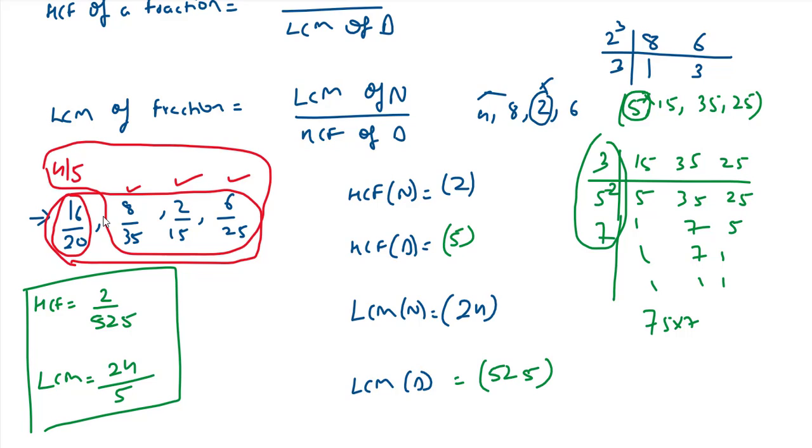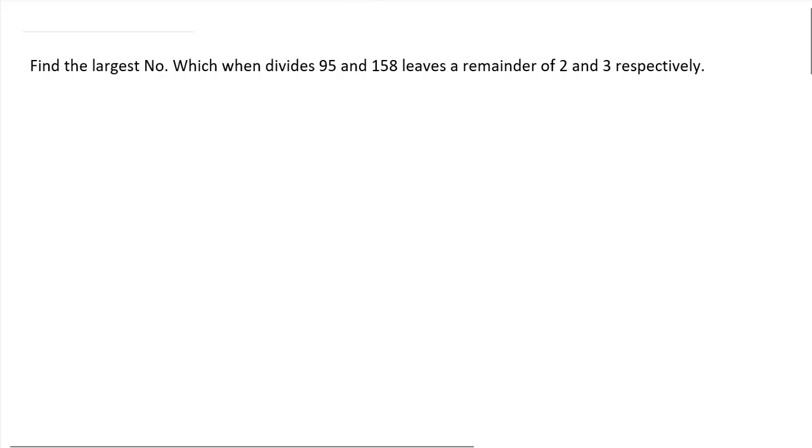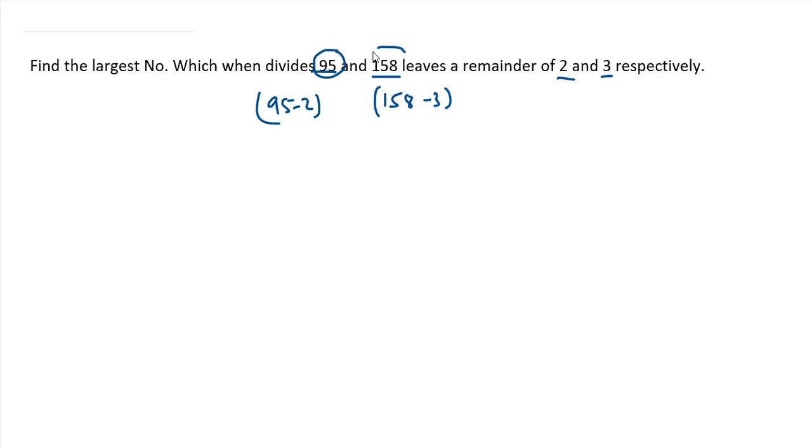Let us now solve a few problems based on the concepts of HCF and LCM. So let us take this numerical. Find the largest number which, when it divides 95 and 158, leaves a remainder of 2 and 3 respectively. So basically we need to find a number such that it should completely divide 95 minus 2 and it should completely divide 158 minus 3, because only then, when that number divides 95 and 158, it will leave a remainder of 2 and 3.